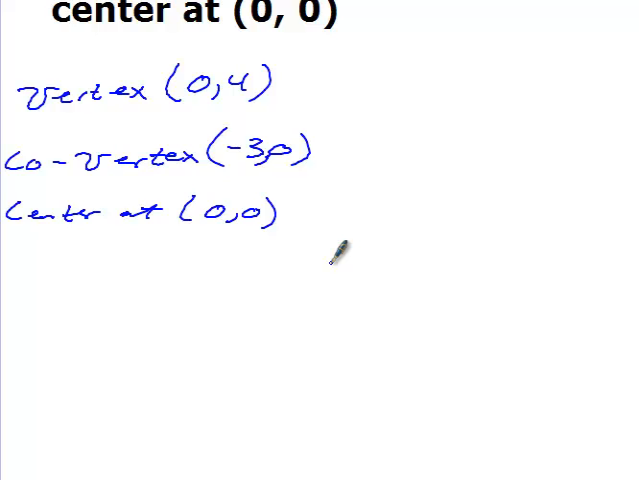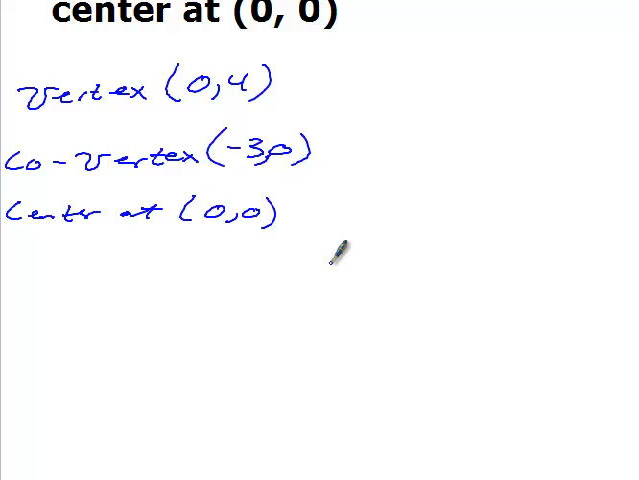Everybody okay with that? So the fact that they tell you that it's centered at (0, 0) means that you can use these formulas. Okay? So that's all that's really there for. So they give us a vertex and a co-vertex. We have to figure out which version of our equation we are going to use. Are we going to use x squared over a squared plus y squared over b squared equals 1, or are we going to use x squared over b squared plus y squared over a squared equals 1?